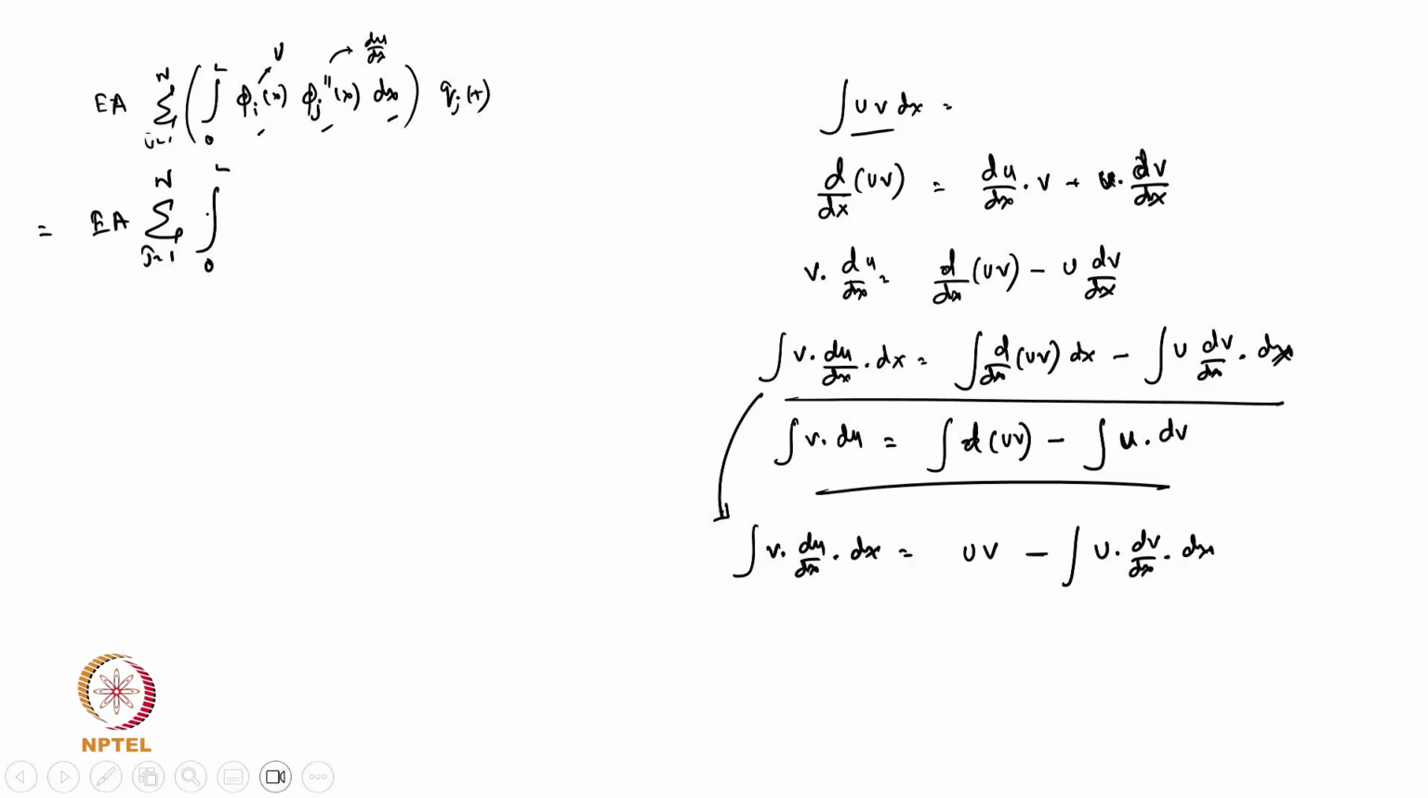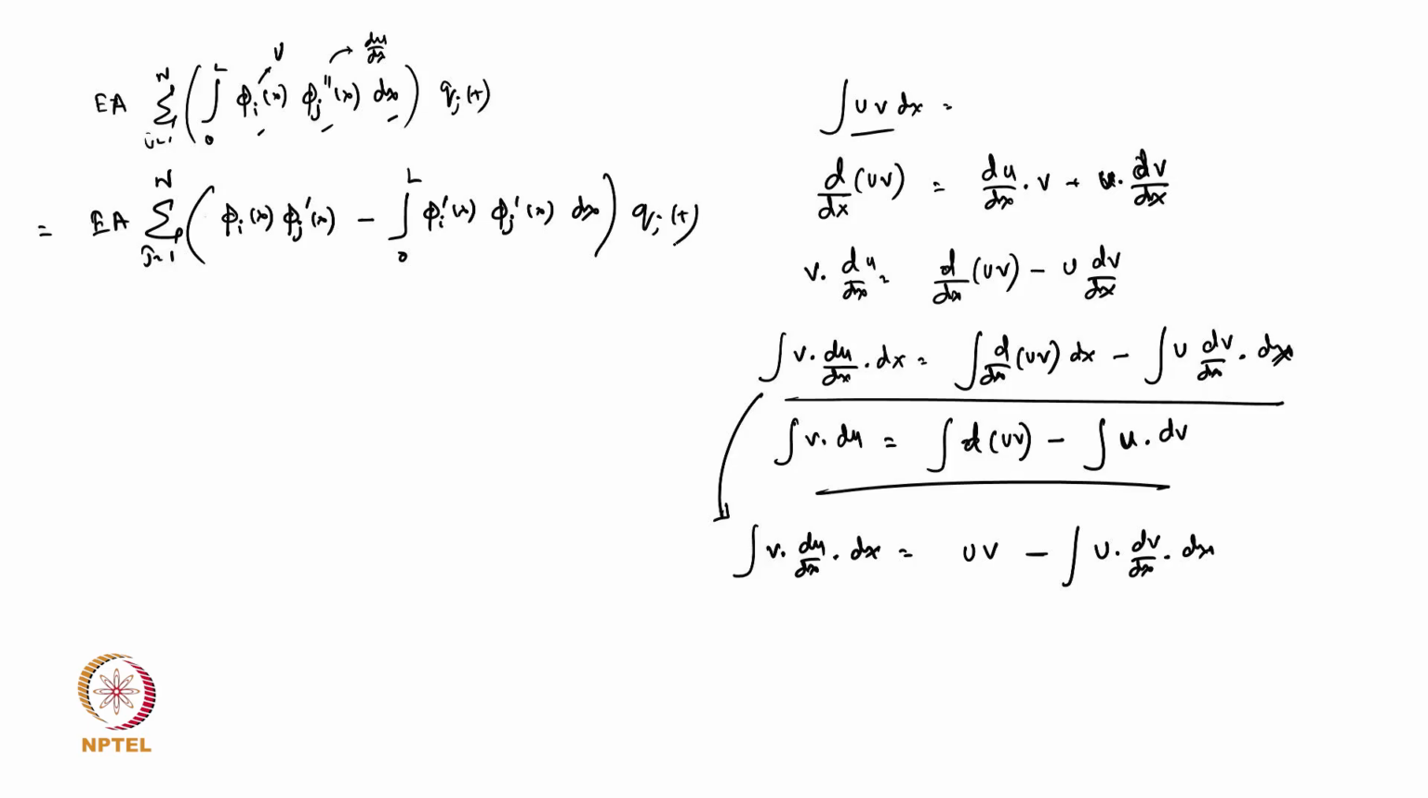First, let me do it. u into v. Here v is phi i x, and this one will be phi j dash x, from 0 to L. Then minus integral of u into dv dx, so phi i dash x into phi j dash x dx with qj t. Make sense?